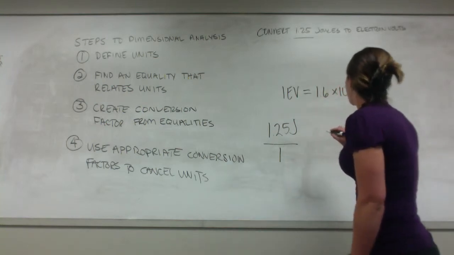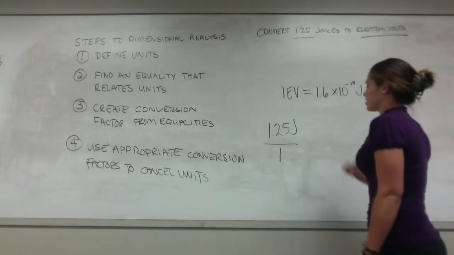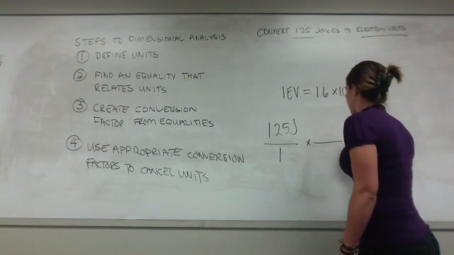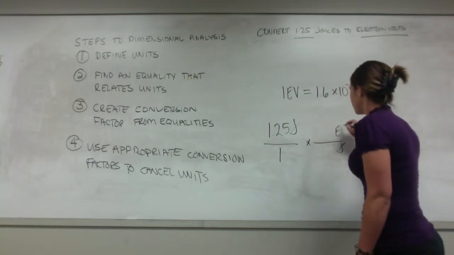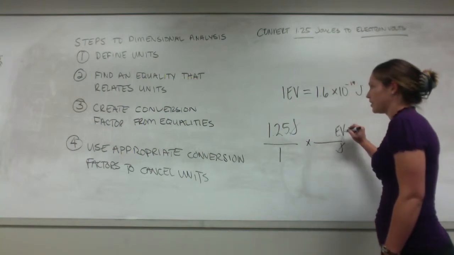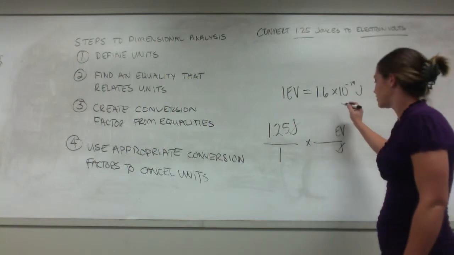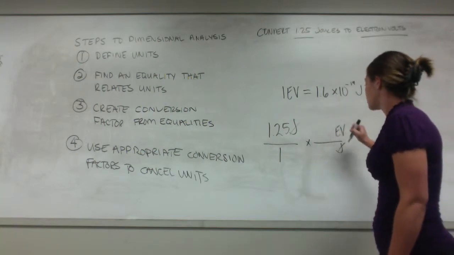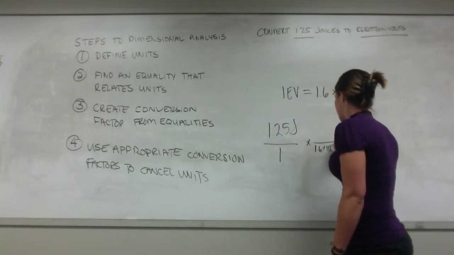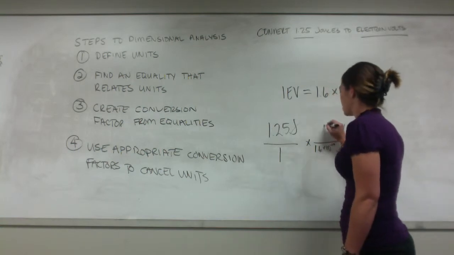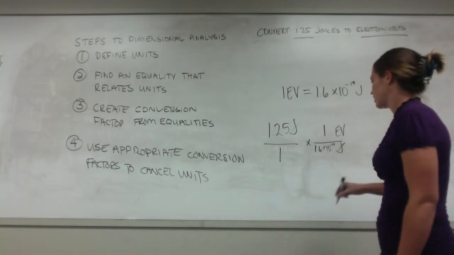So what we want to end up with is electron volts. So we need these joules to cancel. So the first thing we're going to do is put them on the bottom, so we know that those will cancel. So our electron volts are going to be on top, and we just have one very simple conversion. So with our joules on bottom, it's 1.6 times 10 to the negative 19th joules per 1 electron volt.